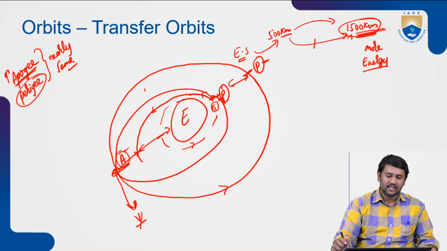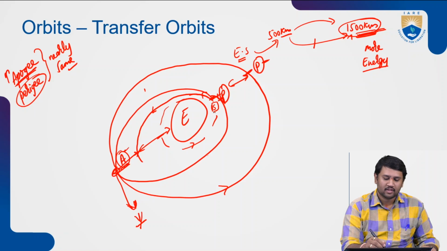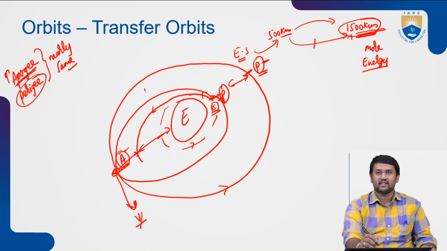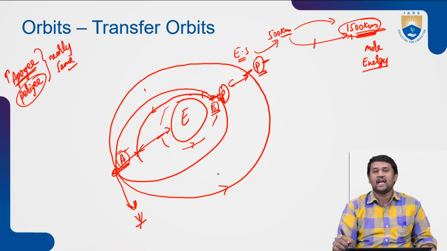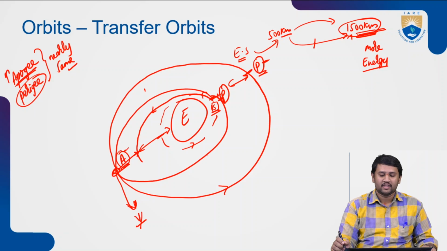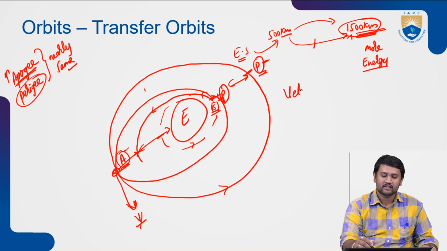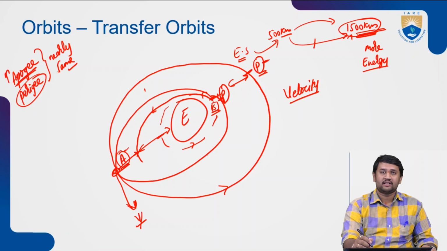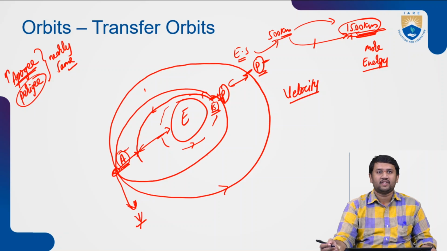Now, in order to transfer from the lower orbit to the higher orbit, whatever elliptical paths we have taken are called elliptical transfer orbits, right? And in what way we are supposed to add the velocities that are needed will be determined based on the orbits from which we are shifting, right? From which point to which point.